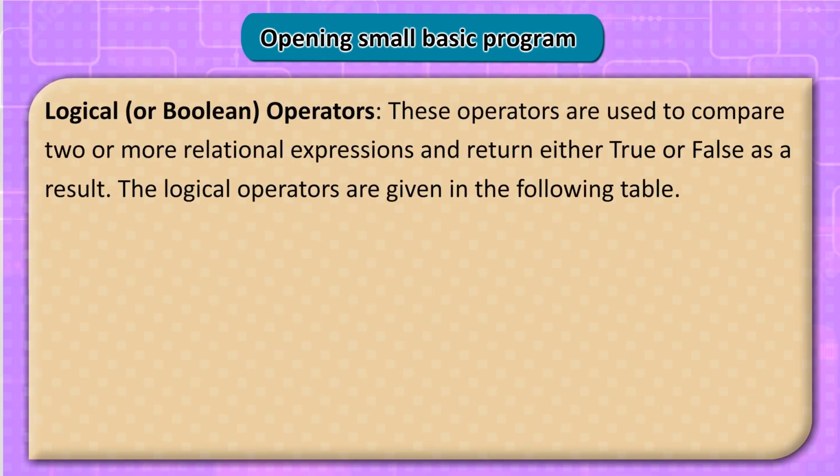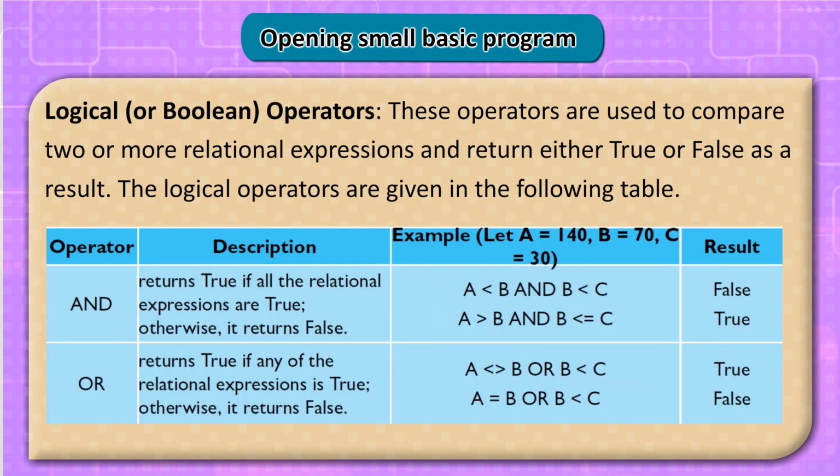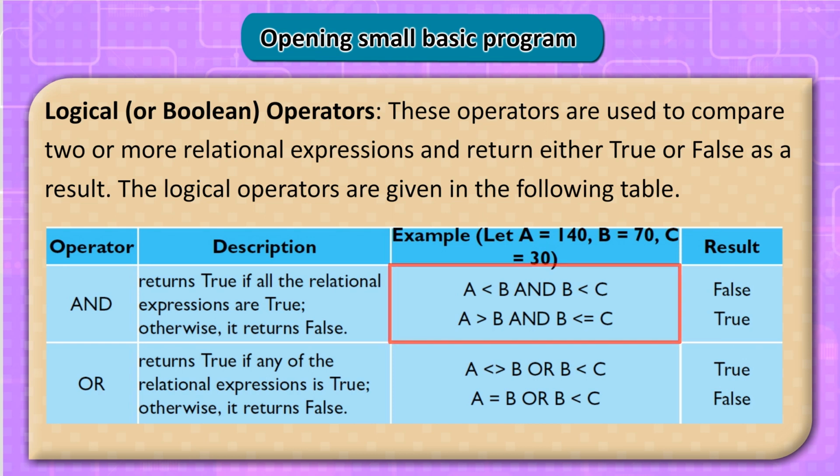These operators are used to compare two or more relational expressions and return either true or false as a result. The logical operators are given in the following table. Operator, Description, Example, let A equals 140, B equals 70, C equals 30. Result. And. Returns true if all the relational expressions are true, otherwise, it returns false. A less than B and B less than C, A greater than B and B less than or equal C.